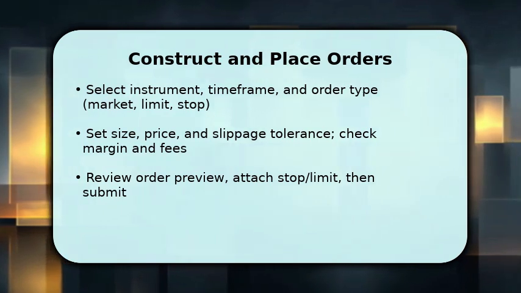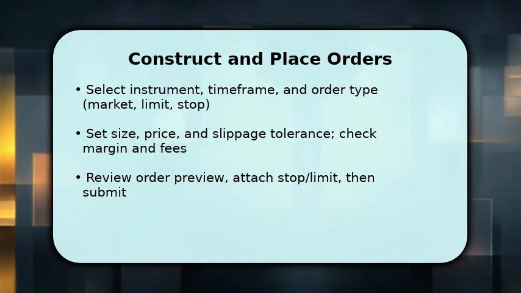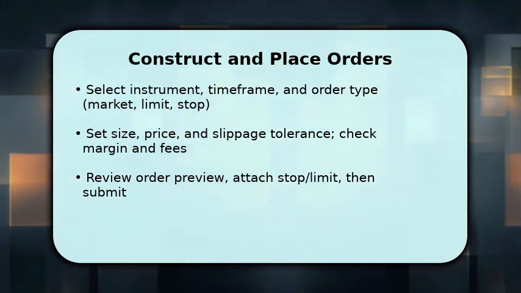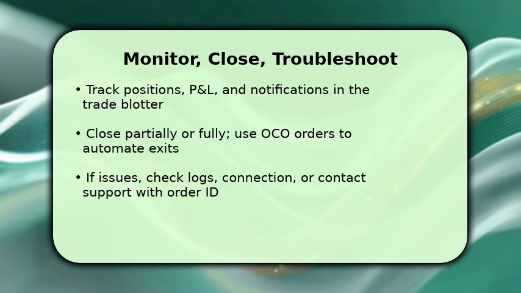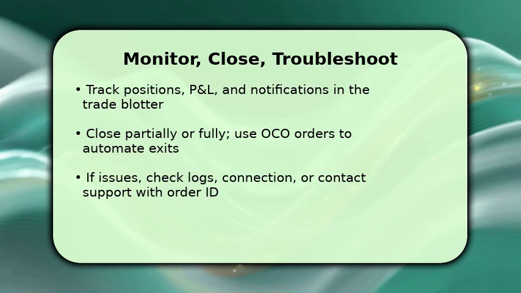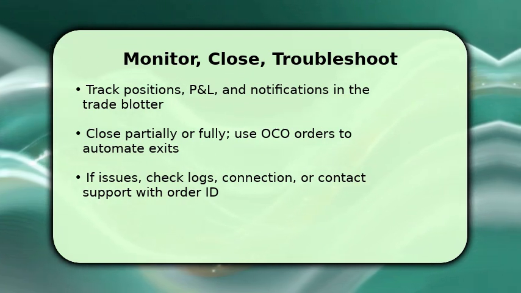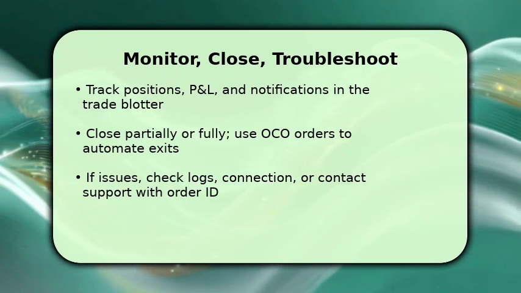Before sending, review the order preview for quantity, price, and routing. Then submit when everything aligns with your risk plan. After execution, actively monitor positions and P&L in the trade blotter. Alerts notify you of fills or margin calls. When ready, close positions fully or partially, or use one-cancels-other orders to automate exits and reduce manual risk.